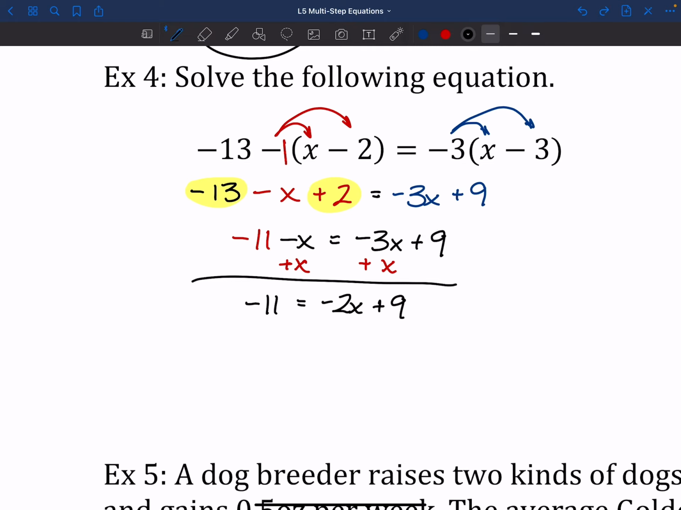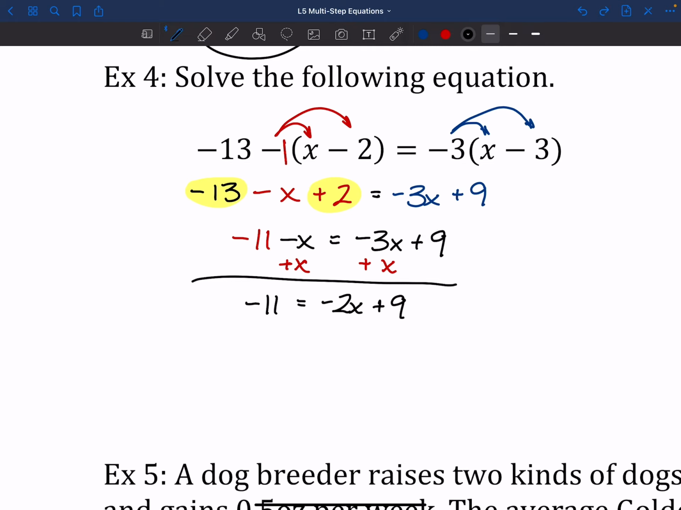So all my variables are over on the right. I'm going to move all my constants, meaning that negative 9, over to the left. So negative 11 minus another 9 is negative 20. We have minus 2x on the other side. Last but not least, we'll divide everything by negative 2 to ditch that coefficient. And we'll get positive 10 is equal to x. There we go. All right, so hopefully it doesn't seem super duper bad.